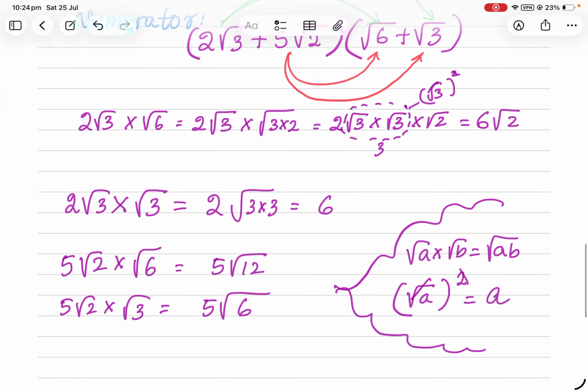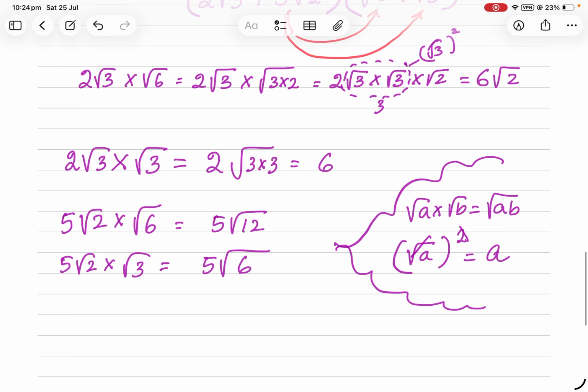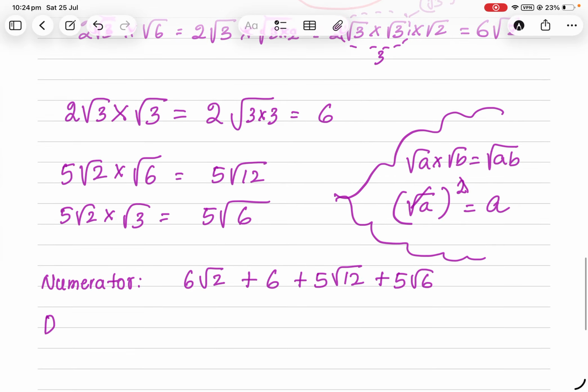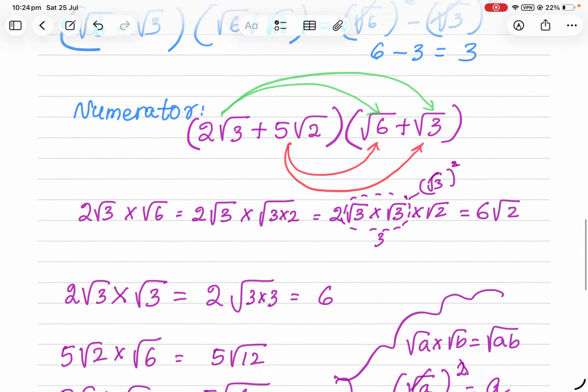See what's happening. So in the numerator currently, put all the pieces together now. So you have 6 square root of 2 plus 6 plus 5 square root of 12 plus 5 square root of 6. Yeah. And in the denominator, we ended up having what? The entire denominator ended up being 3.